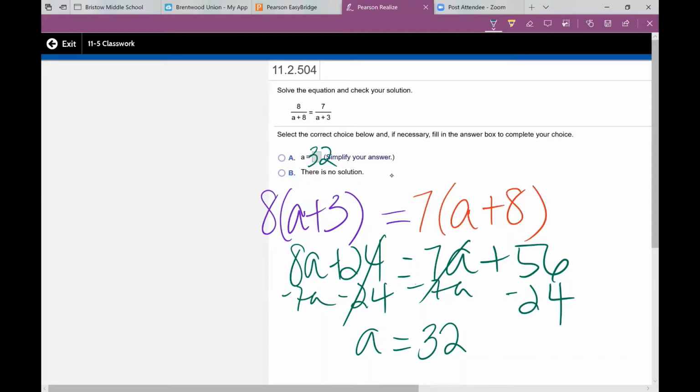I'm just going to double check my answer real quick because when I use my pen, I can't actually type stuff into the boxes. So I'm going to plug in my 32. 32 plus 8 is 40. And on the other side, 32 plus 3 is 35. And so 8/40 and 7/35 each simplifies to 1/5. So I know that I did get those right.